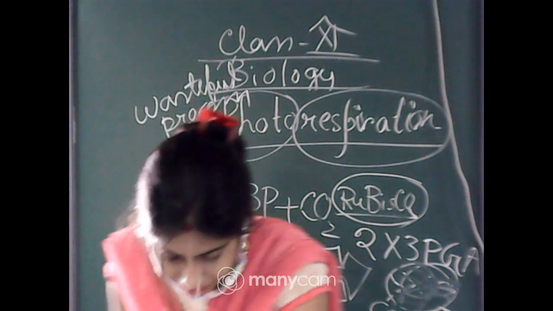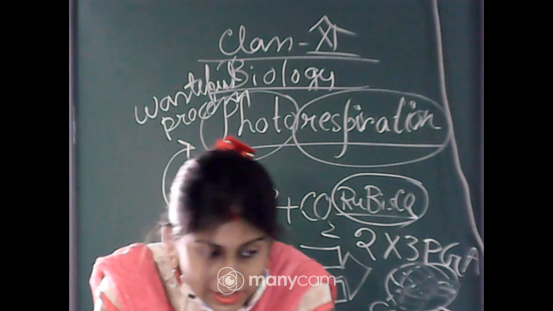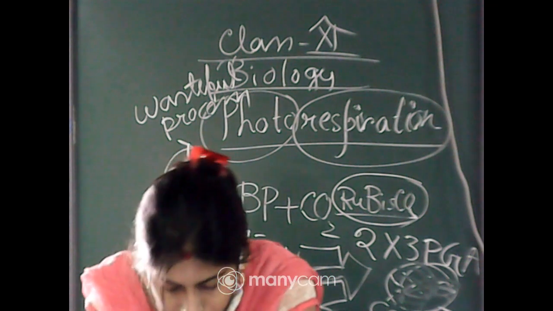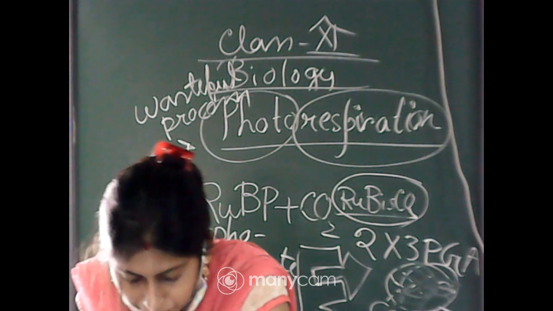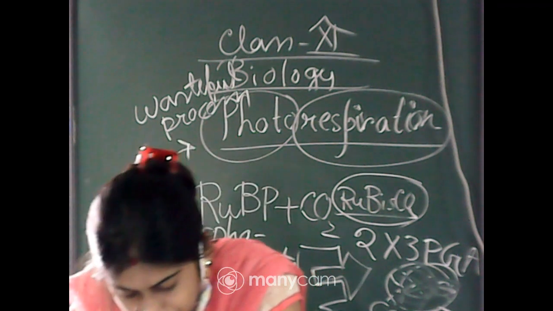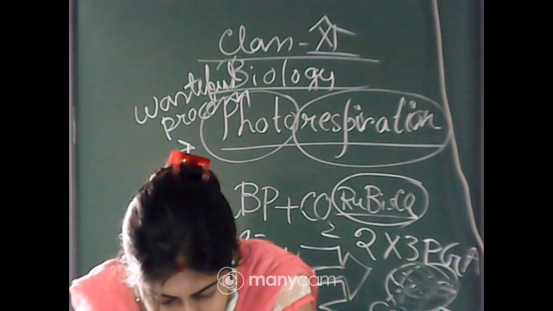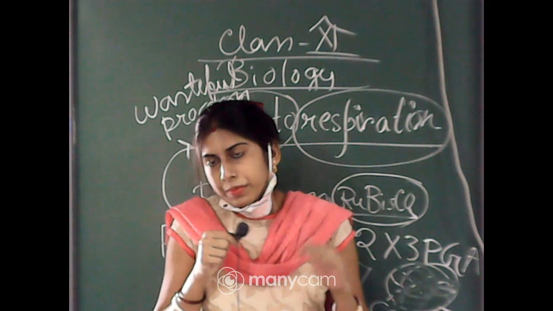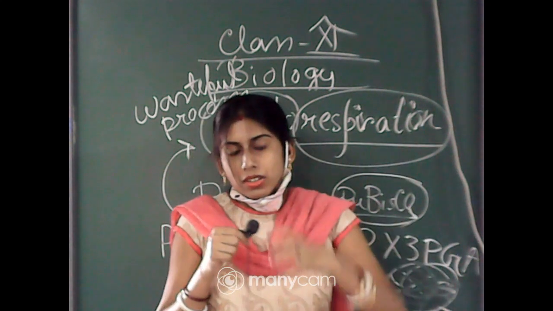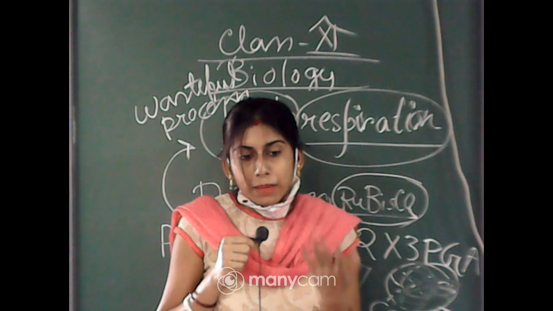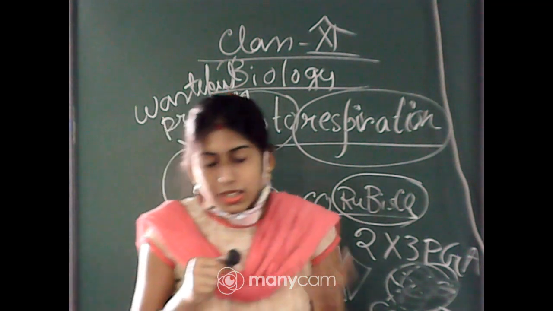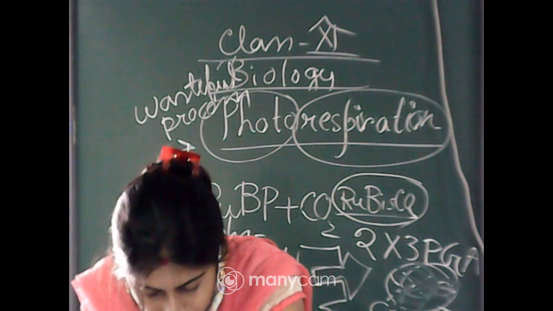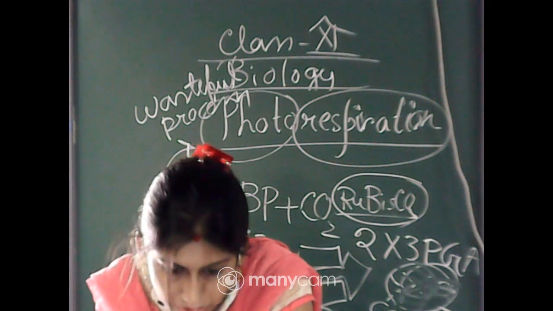But the advantage in C4 plants is that photorespiration does not occur, because they have a mechanism that increases the concentration of carbon dioxide at the enzyme site. As I have mentioned, if the concentration of carbon dioxide is higher, then the enzyme will bind with only carbon dioxide. So they make a modification by which they increase the concentration of carbon dioxide so that the enzyme can bind with carbon dioxide.